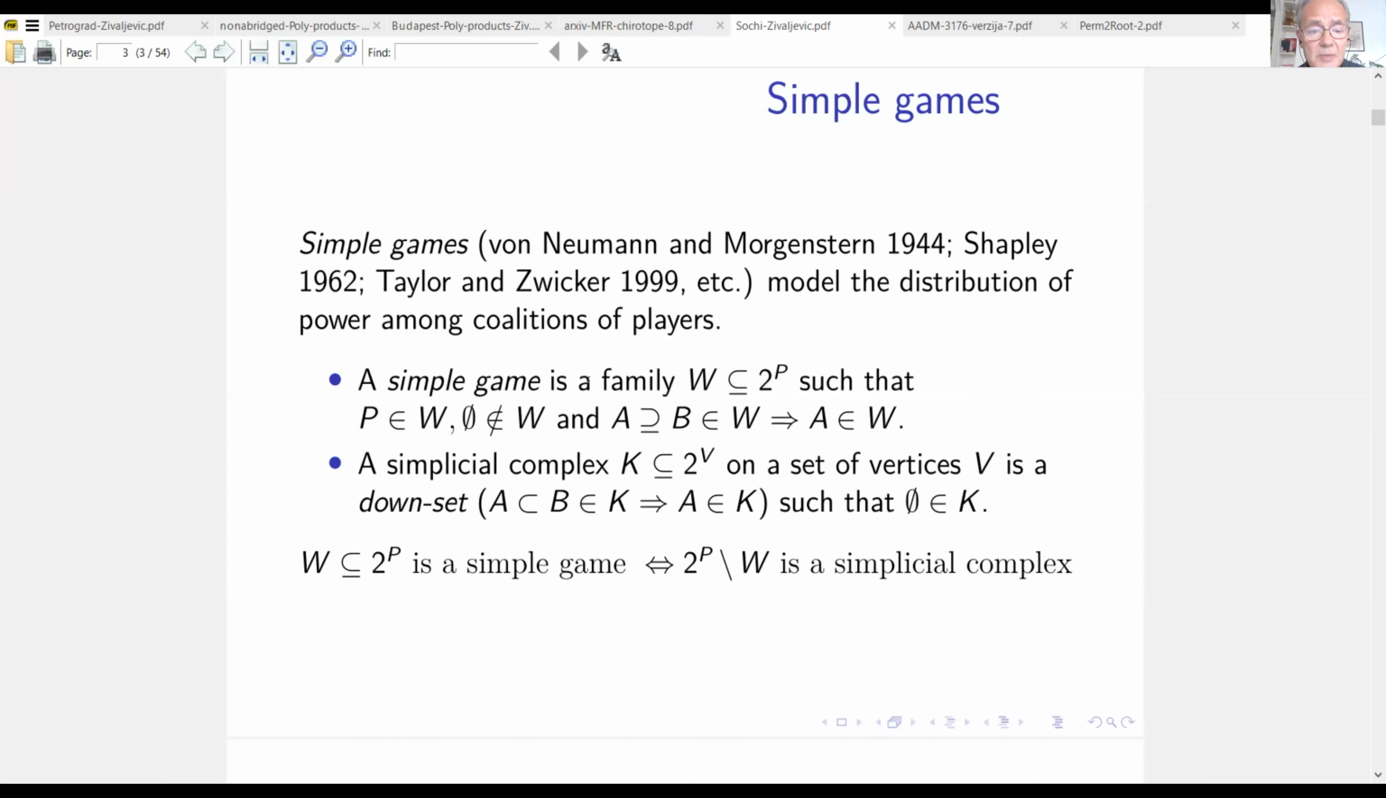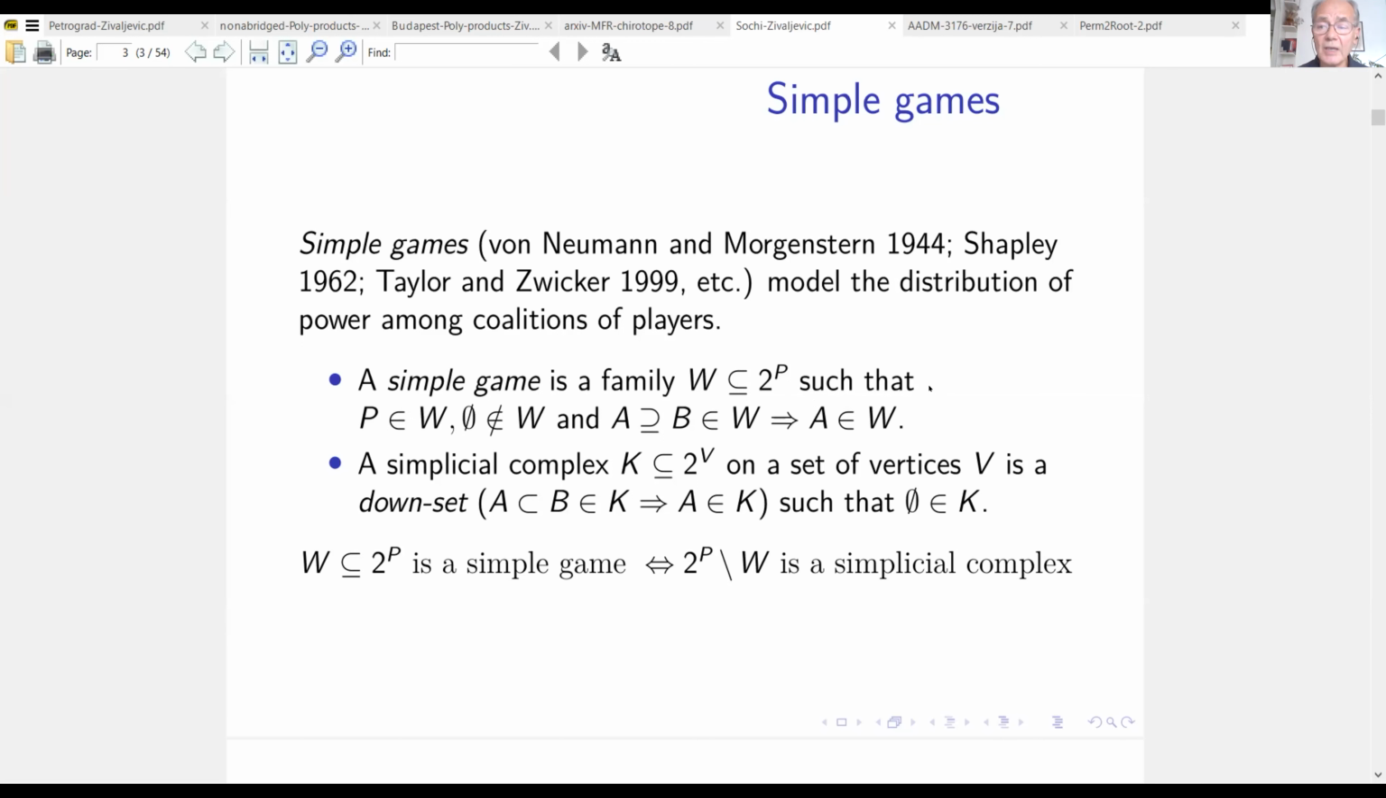A simple game is just a family of subsets of a certain set P, which has the property that the whole set P is... well, this is a family of coalitions, and W comes from winning coalitions. So we say that the whole set is a winning coalition, the empty set is never a winning coalition, and if B is a winning coalition, then any superset is also a winning coalition.